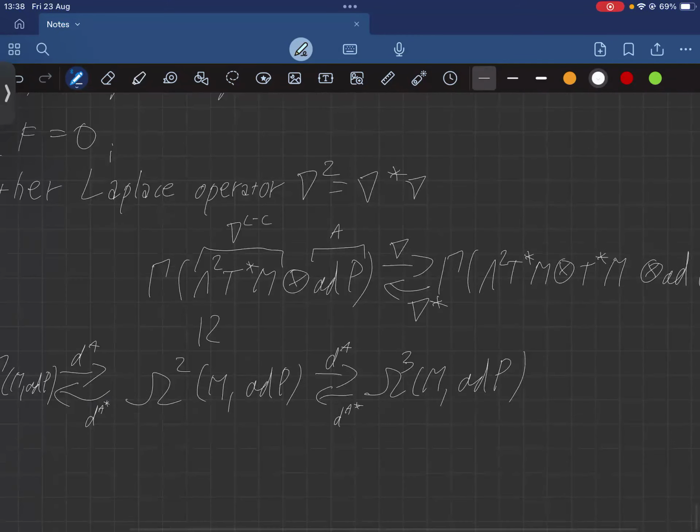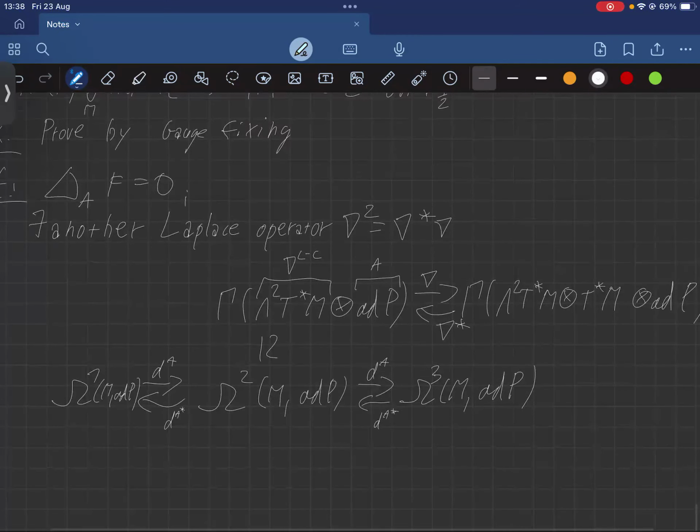And the interesting part about this is that both the Laplacian, which is the Hodge Laplacian coming from the connection, and the other Laplacian, which is the rough Laplacian coming from the tensor connection, have the same principal symbol and only differ by a zero order term, which is very interesting.